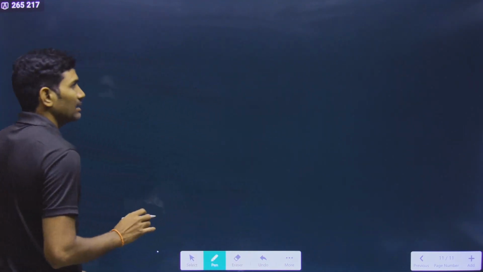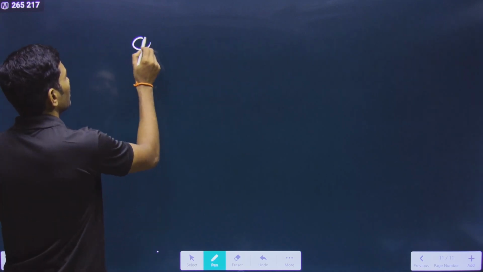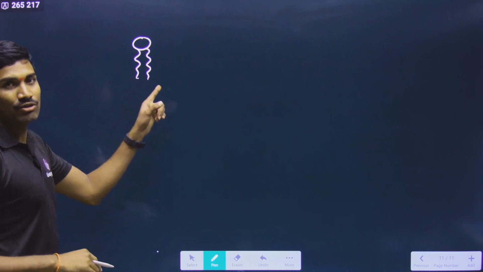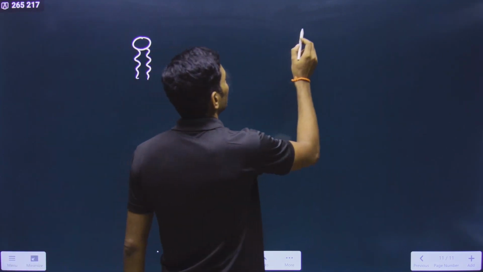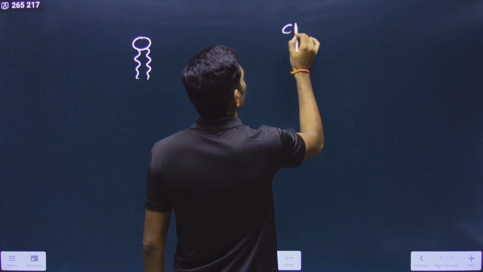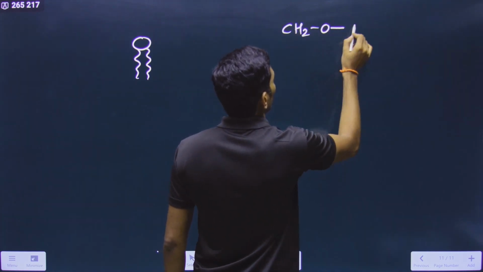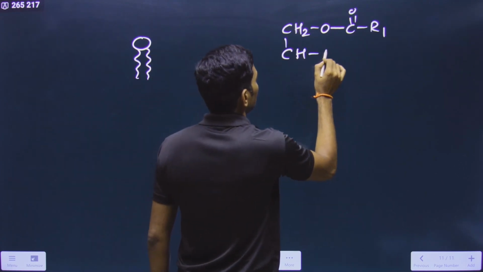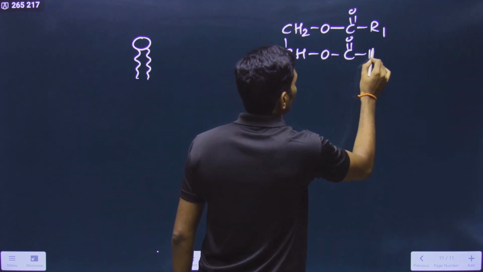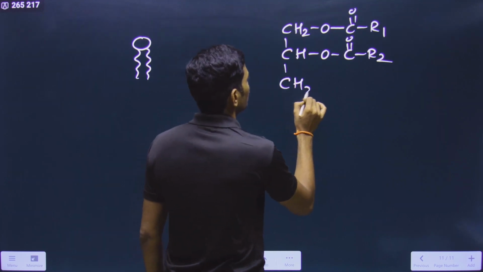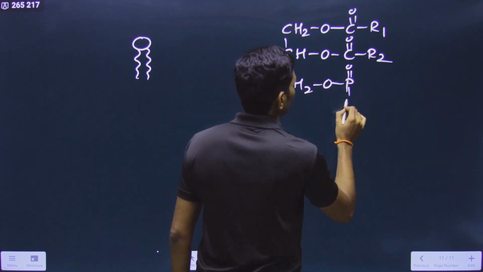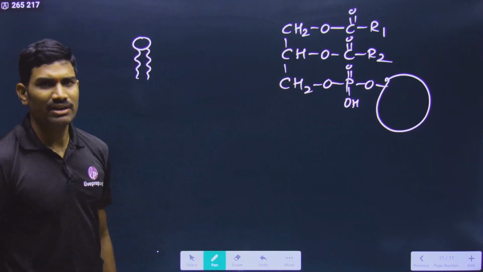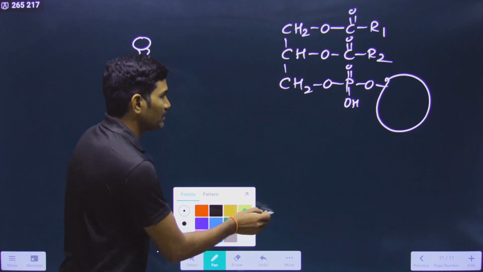And now let us see this. In the case of membrane phospholipid, we are drawing a head and then we are drawing two tails. But what is that head group and what are these tails? That also we will see here. In the case of phospholipid, if you are observing, we are writing CH2O, C double bond O, R1. This is one fatty acid. Second one, CHO, C double bond O, R2. And then CH2O, P double bond O, OH and O, and it may be attached to some other group. Maybe different group. This is how membrane phospholipids are present.